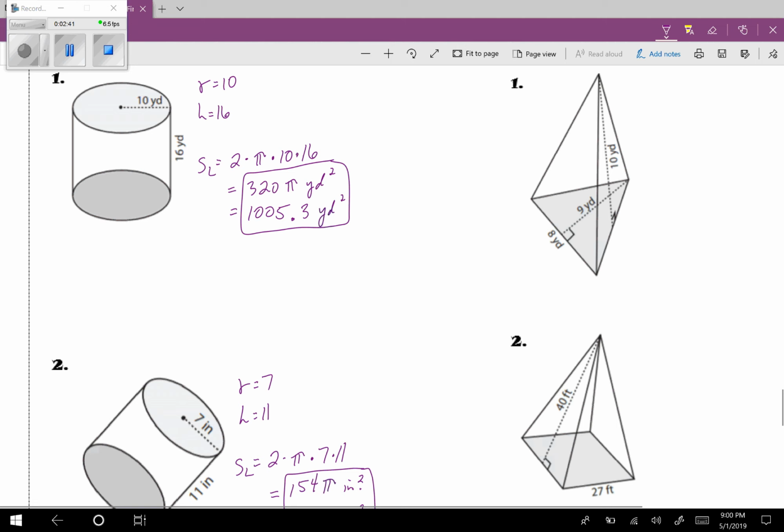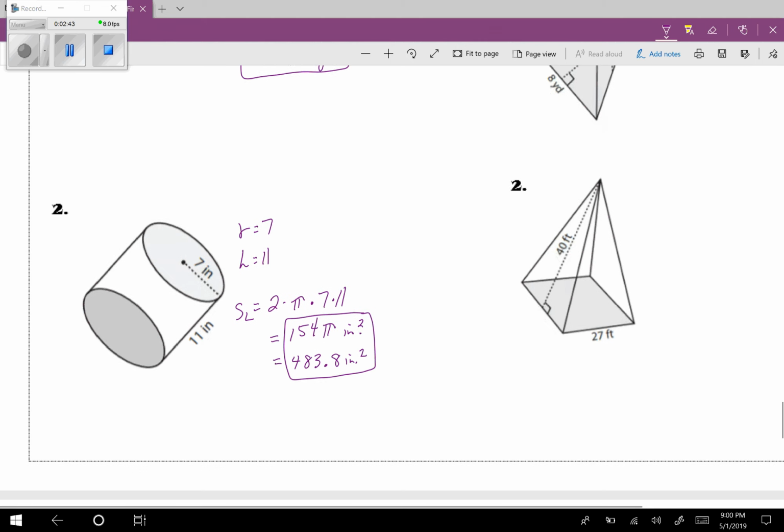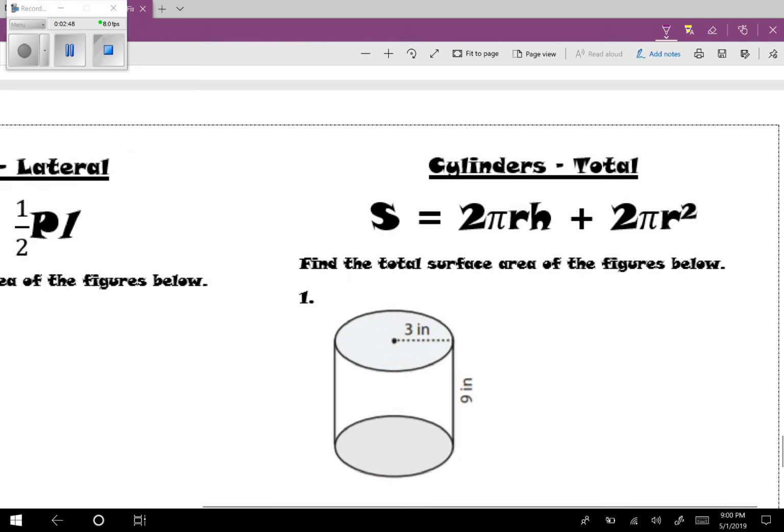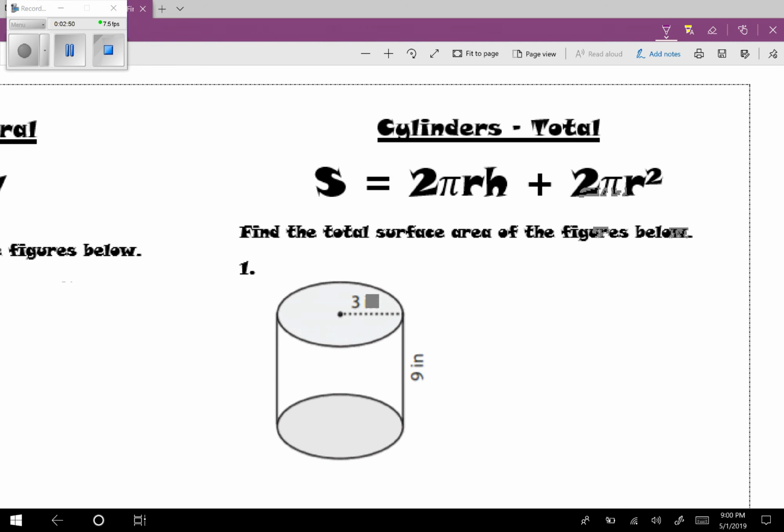All right, so that's the lateral. Very easy. So now we'll go here to the total. So the total surface area, we can see this is the lateral part. And then also this pi r squared, that's the area of the circle. But since there's 2, we have to do 2 of them. So that's the 2 bases right here.